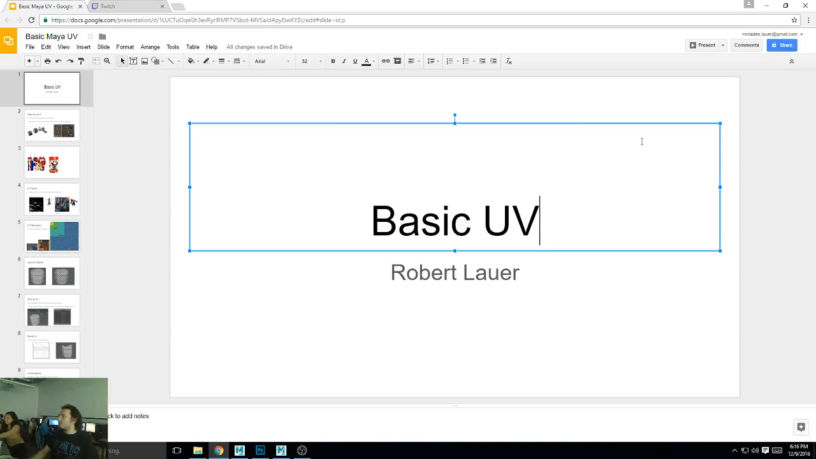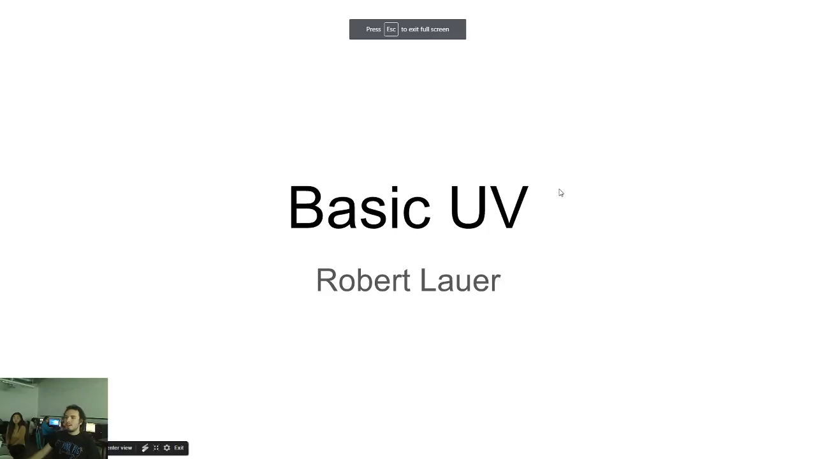But first I'm going to explain what a UV is. When you're working in 3D, you have your X, Y, and Z coordinates. X, Y is 2D space, and Z adds that 3D space. So the UV stands for an extra space. I'm going to go into a presentation. This was just a rough presentation I made before this.